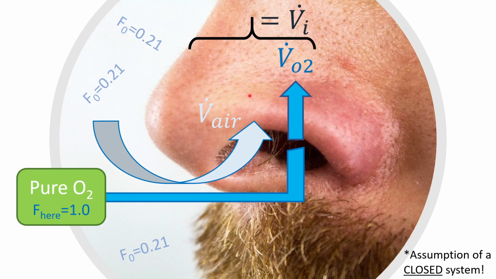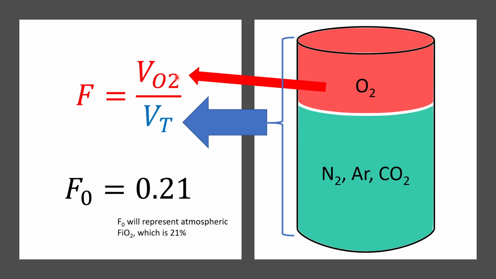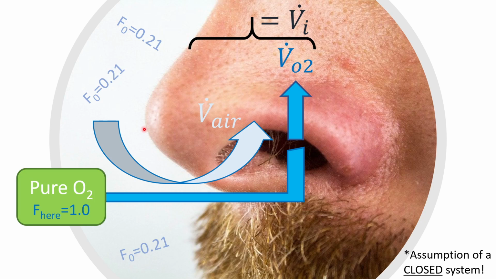Here is a little schematic of what goes on when you hook a patient up to a nasal cannula. You have a source of pure oxygen from the wall, and here the F in the pure oxygen is 1. It's all O2, so there's nothing else. So basically the entire volume is of this gas, the red one, versus the air around it, which is 0.21.